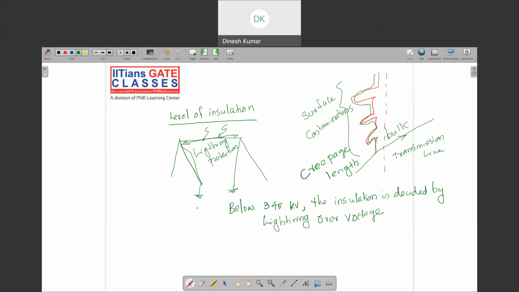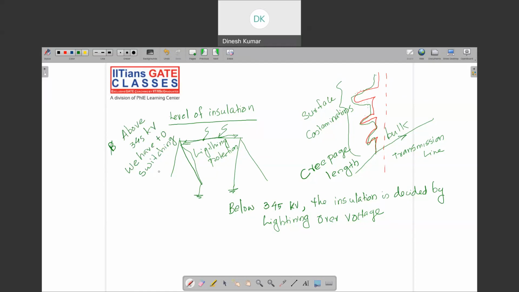Above 345 kV, we have to look at the switching impulse voltage. This is very important: which impulse voltage decides the design of an insulator. If the system is below 345 kV, the insulation is decided by the lightning impulse voltage, and if it is above 345 kV, it is decided by the switching impulse voltage.